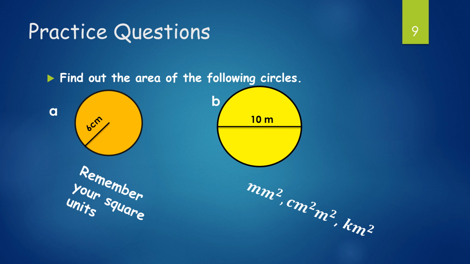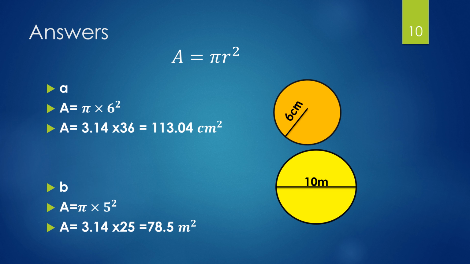Are you ready for the answers? Here they come. So it was a radius of 6 centimeters. 6 squared times pi is 113.04 centimeters squared. And the next one, it's the diameter of 10, but we only need the radius. We half it. It's 5. We square it. 5 squared, it's 25 times pi, 3.14, it's 78.5 meters squared.